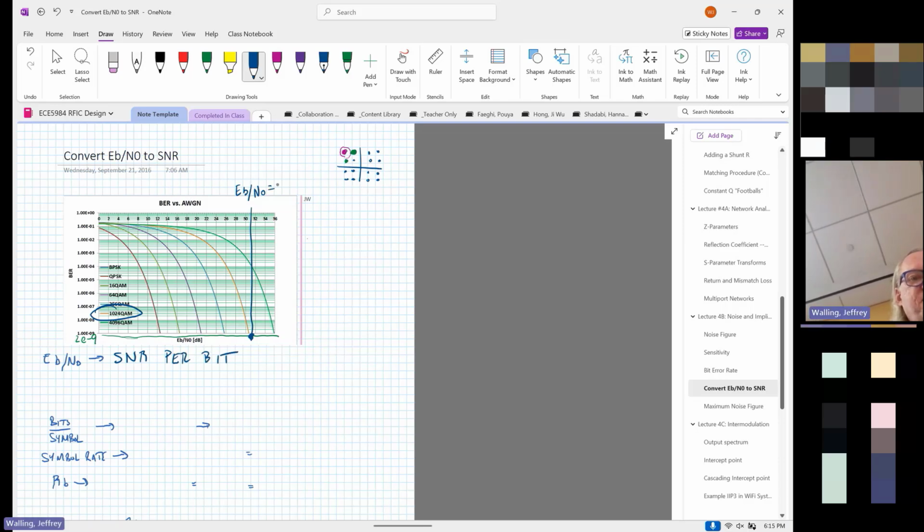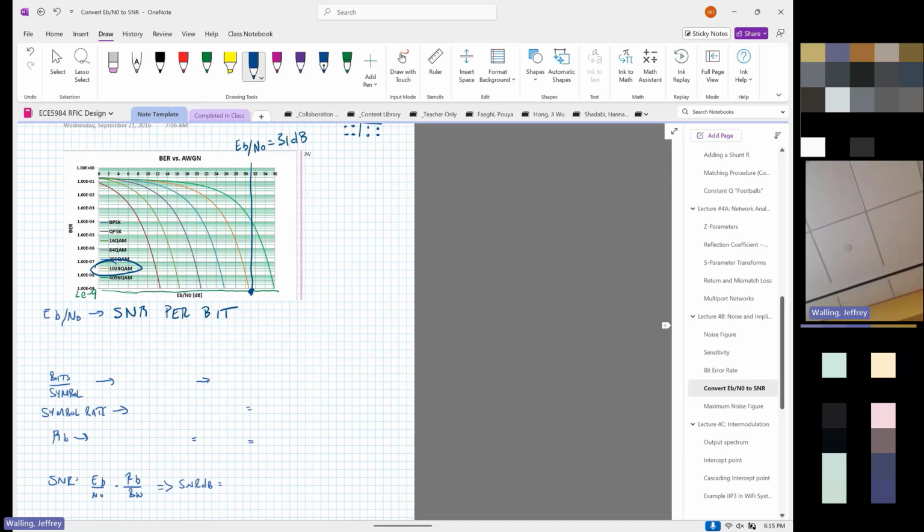All right, and you can see that here it's somewhere close to 31 dB for 1K QAM. Now Wi-Fi 7 is even worse. Wi-Fi 7 is 4K QAM. So when you're trying to increase your information rate, you can either increase the number of bits you send per symbol, or you can increase your bandwidth, or you can do both. And they did.